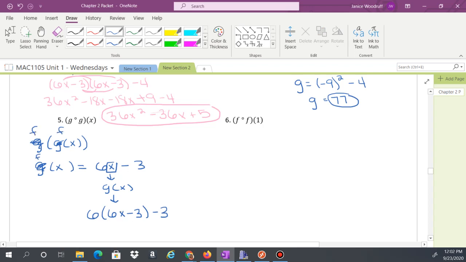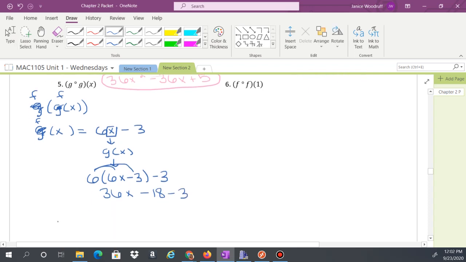Okay, so if I'm doing f of 1, I can go ahead and work out the composition function, and then I can plug 1 in. So here I would go 6 times x would be a 36x. 6 times negative 3 would be negative 18 minus 3. So the composition function would be 36x minus 21. And then if I want to find f of 1, I just plug 1 in here. So 36 times 1 minus 21 will give me 5.